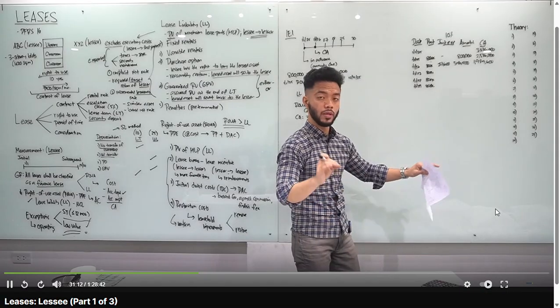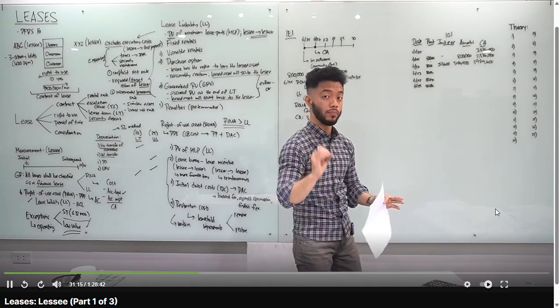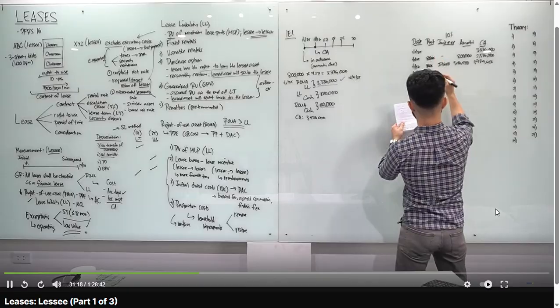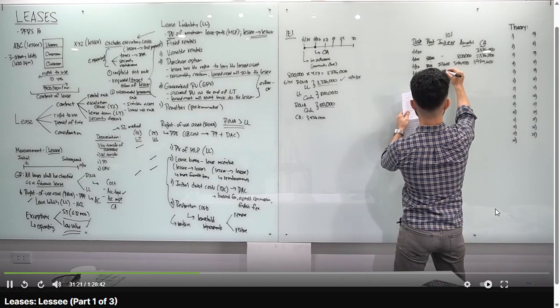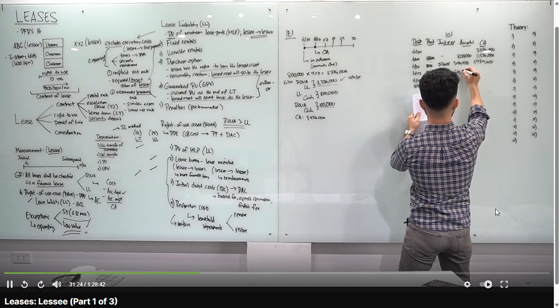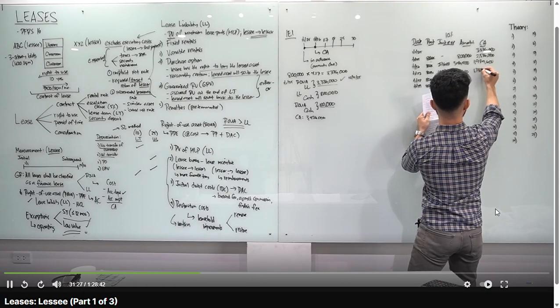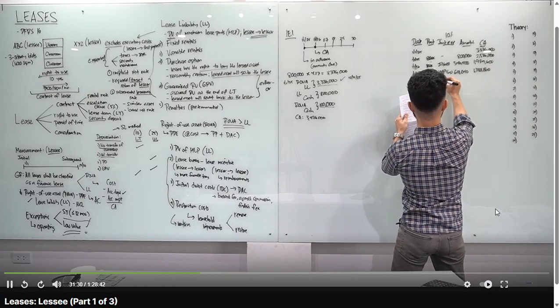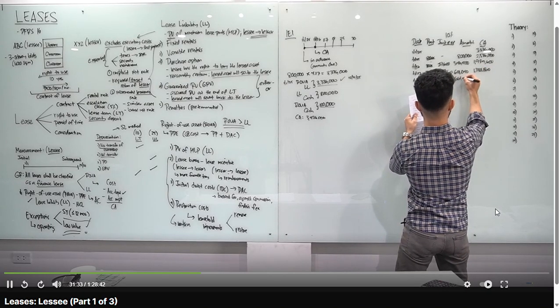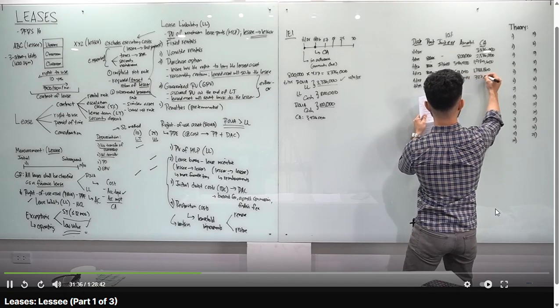Because at the end of the lease term, our carrying amount, the lease liability, should be equal to 0. So interest expense in 2027 is 198,960. Amortization is 601,040. Carrying amount is 1,388,560. In 2028, interest expense is 138,856. Amortization is 661,144. Carrying amount is 727,416.